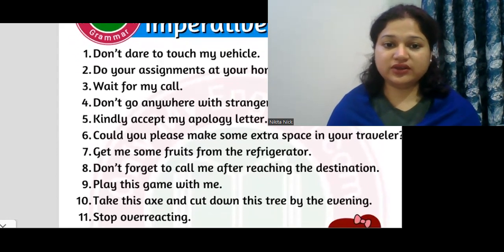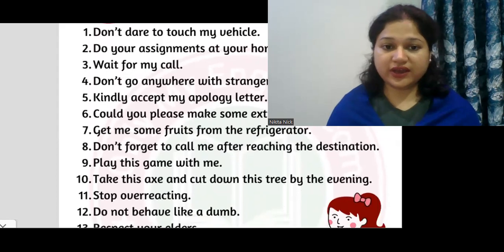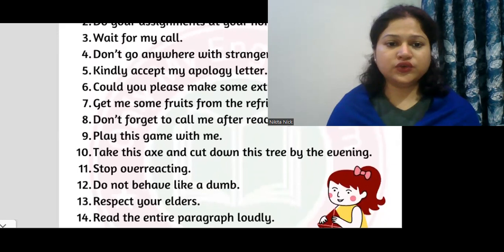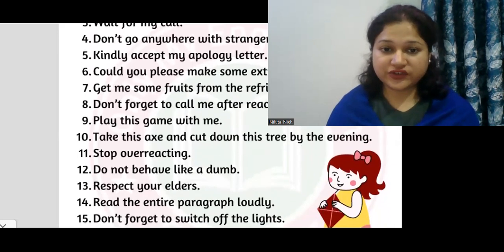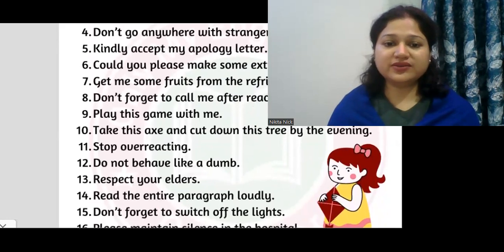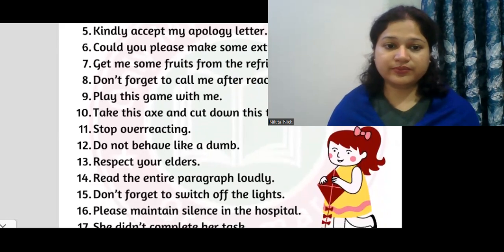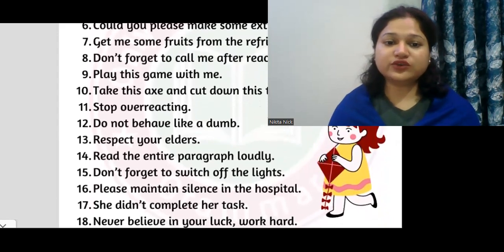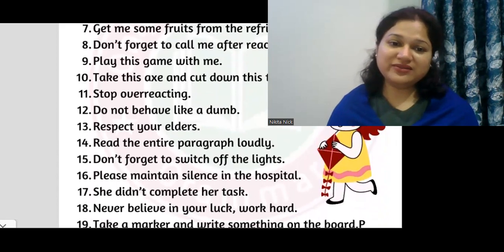Don't dare to touch my vehicle. Do your assignments at your home. Wait for my call. Don't go anywhere with strangers. Kindly accept my apology letter. Could you please make some extra space in your traveler? Get me some fruits from the refrigerator. Don't forget to call me after reaching the destination. Play this game with me.